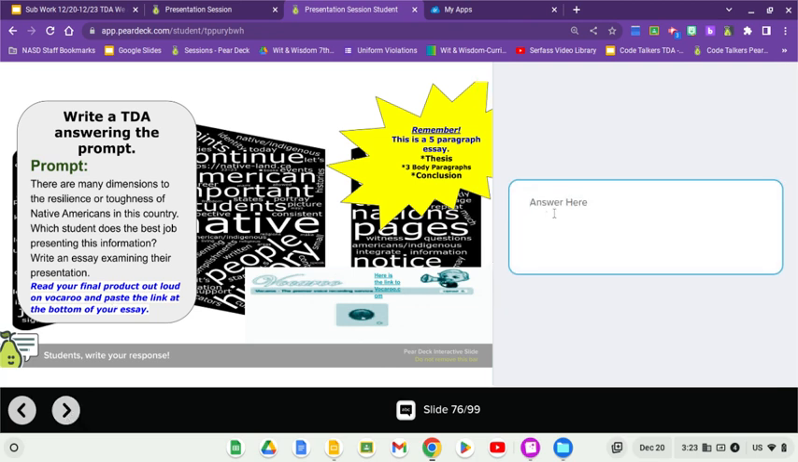Now, all you have to do is copy down what Mr. Surface says here, which is thesis, then 3 body paragraphs, then a conclusion. You don't have to write the actual essay. You just have to copy those words real quick. Please take about 30 seconds to do so.